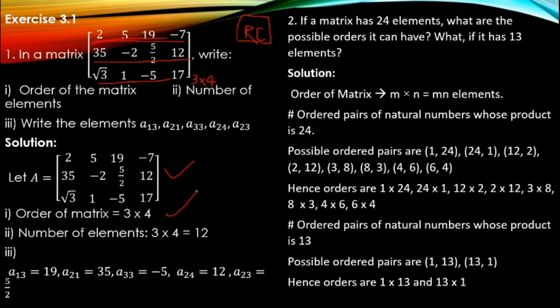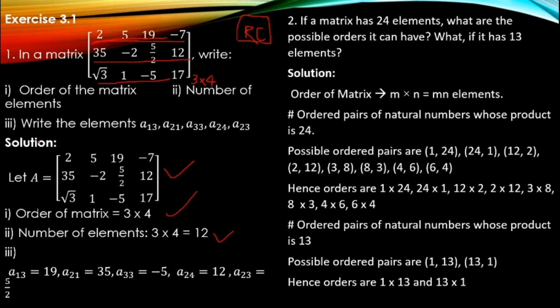Number of elements. See, either you count or you multiply. Which is better? We multiply. We multiply our order of the matrix. So what do we get? 12. To be mature, please multiply. Don't sit and count like small kids.